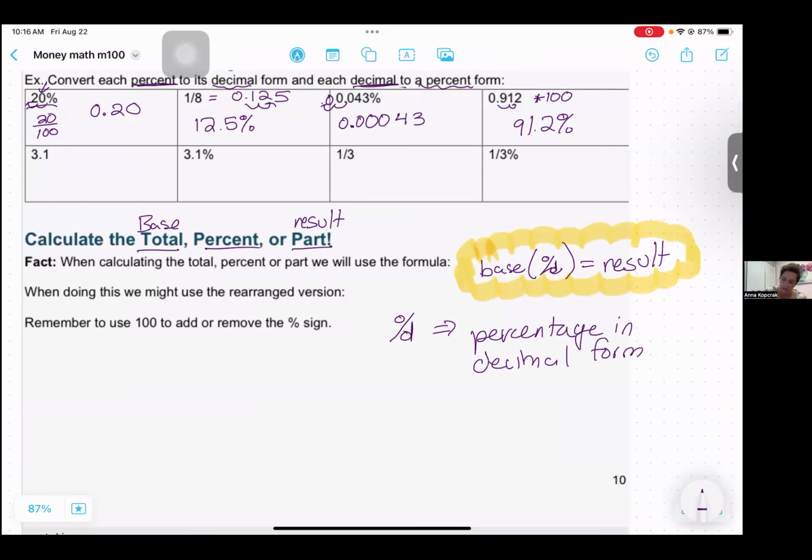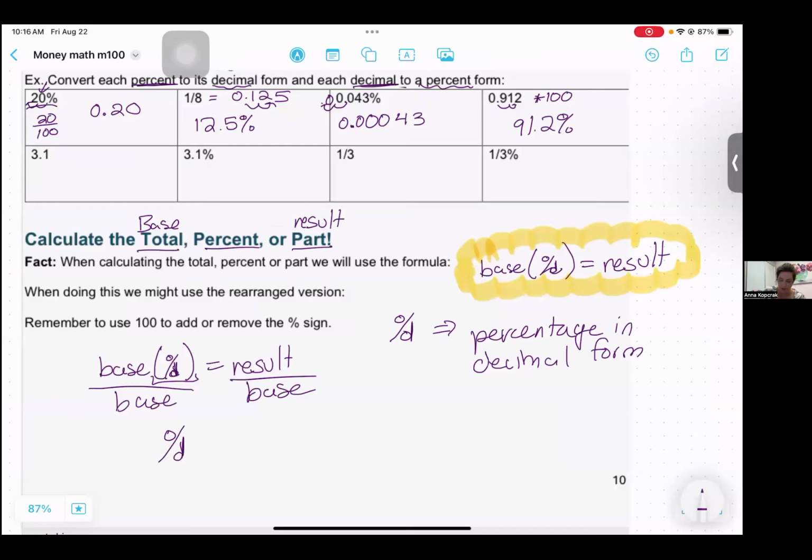For instance, if I have base times percent decimal equals result, and I need to find the percentage, the percentage is the thing I don't know. Then I will divide both sides by the base. And I will find out that the percent in decimal form is equal to the result divided by the base.